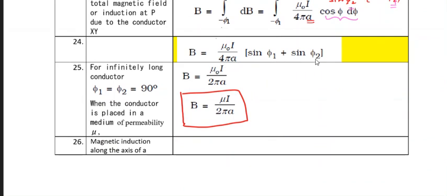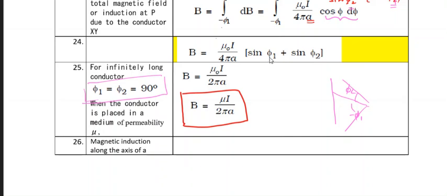sin φ2. Now, being a long conductor, this is φ2 and this is minus φ1. So it is complementary, is it not? φ1 plus φ2 is equal to 180 degrees, and therefore each should be equal to 90 degrees. So φ1 is equal to φ2, that is equal to 90 degrees, right? Then now you can bring sin 90 plus sin 90.